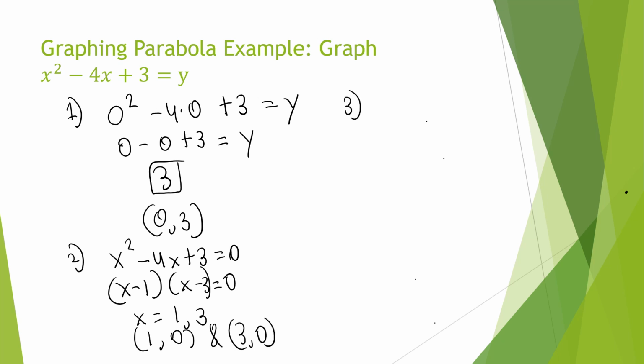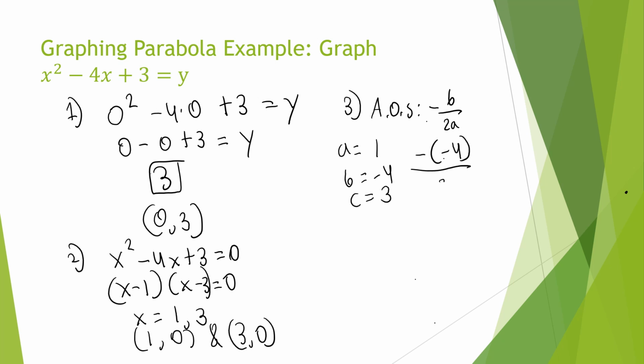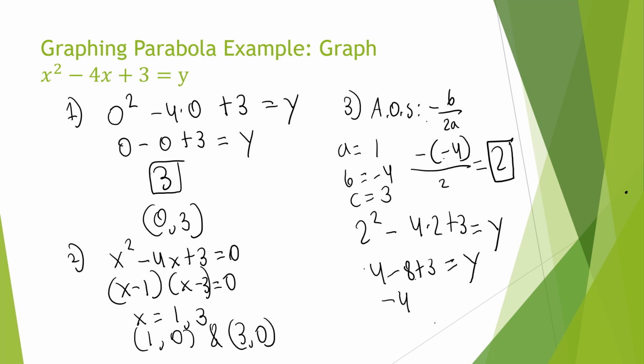Next, we find the axis of symmetry and the vertex. The axis of symmetry is just minus b over 2a, and a is equal to 1, b is equal to negative 4, and c is equal to 3. So you get minus negative 4 over 2, which is equal to 2. So now, to find the vertex, you plug this 2 value back into the quadratic. So you get 2 squared minus 4 times 2 plus 3 equals the y-coordinate of your vertex. That's just 4 minus 8 plus 3 equals y. So you get minus 4 plus 3 is equal to y. So minus 1 is equal to y.